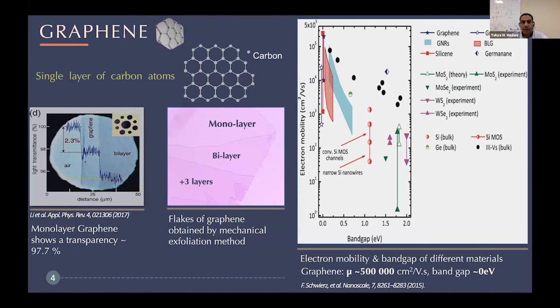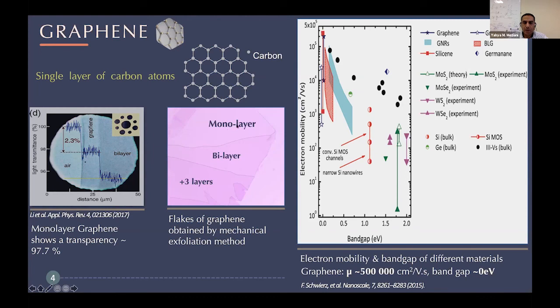So graphene has a lot of properties for different types of applications, but graphene is mainly a single layer of carbon atoms, organized like a honeycomb structure, as you can see here. This single layer is transparent to visible light. From this paper, you can see that the transparency of one monolayer of graphene is about 97.7%.